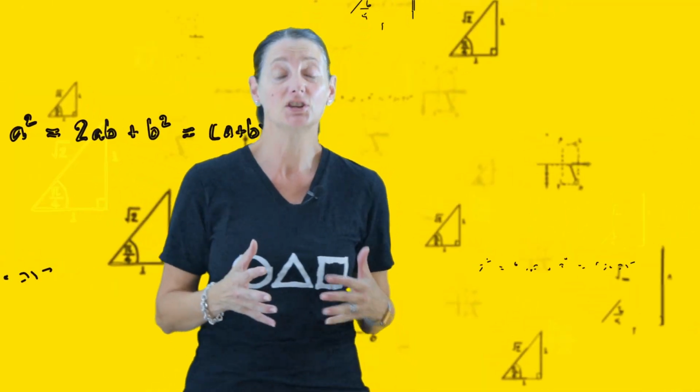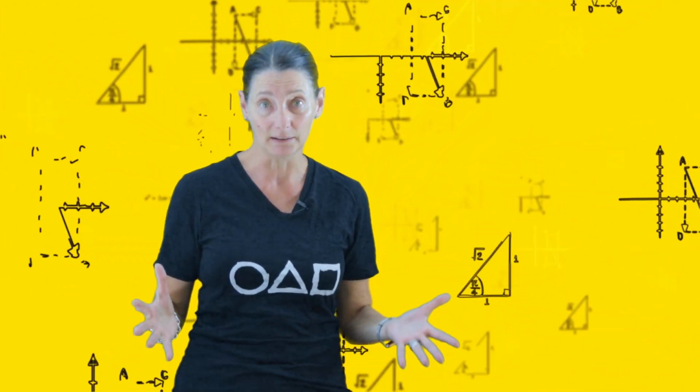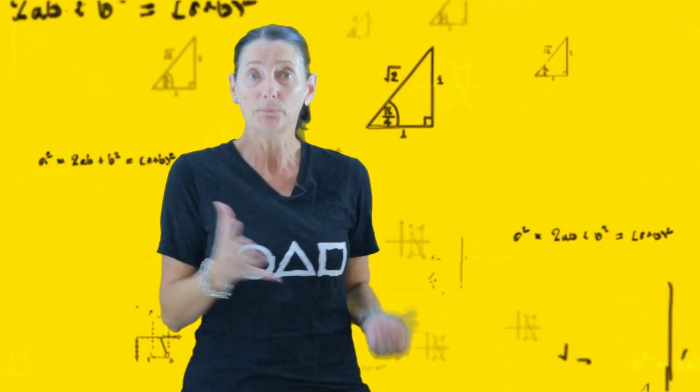Welcome back. Lesson 3. In this lesson, I'm going to show you how you can find an unknown angle in a right angle triangle using trigonometry, and more importantly, how to use the calculator to find those angles.